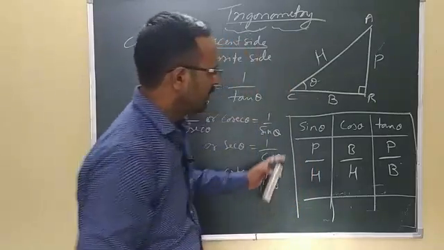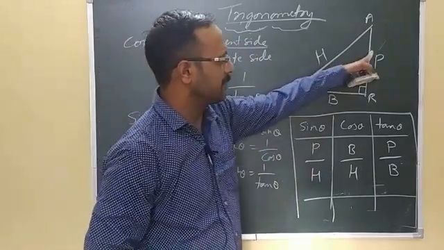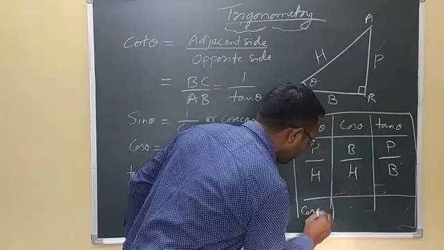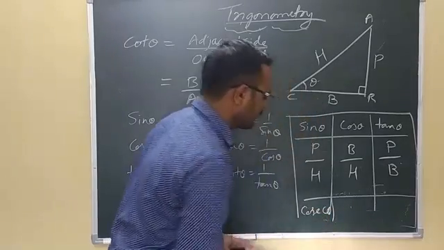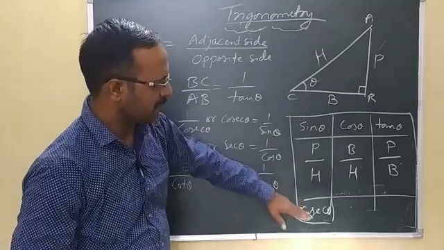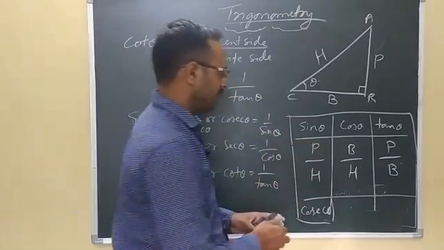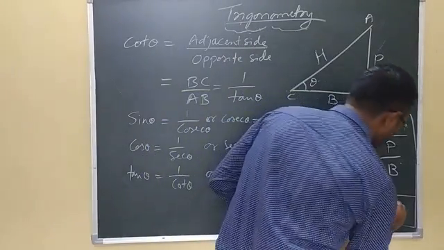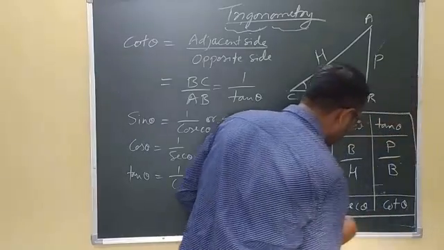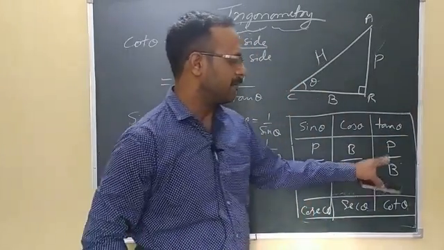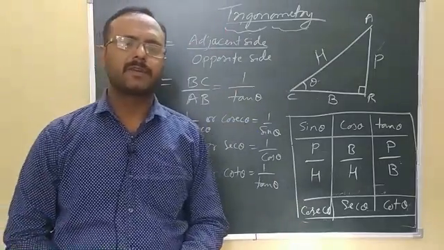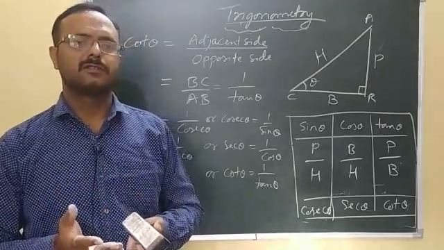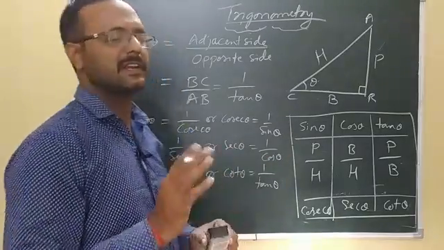Similarly, we can see sin theta is P upon H, that is opposite side upon hypotenuse. The opposite of this was cosec theta. So how to read this cosec theta? Cosec theta will be read like this. From here you will read H upon P. And the opposite of this is sec theta. So H upon B. And opposite of tan theta was cot theta. So cot theta will be read as B upon P. In this way you can memorize all of these formulas, which are very important for your starting questions which are related to finding sides of the right angle triangle.